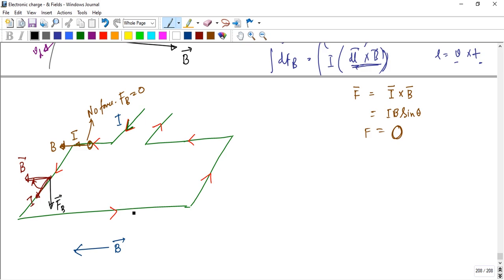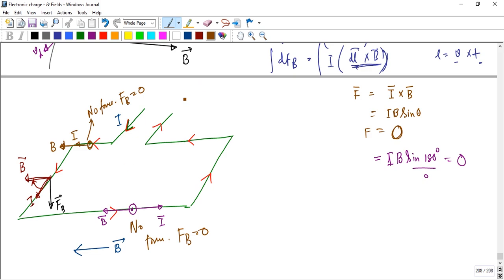Now choose this line here and calculate the magnetic field at this line. B is in that direction and I is in that direction, so that's 180 degrees. So I B sine 180 degrees, and that will obviously be 0. Sine 180 is 0, and 0 times anything gives 0. So there is no force. Obviously here we get no force, so F_B equals 0 here.